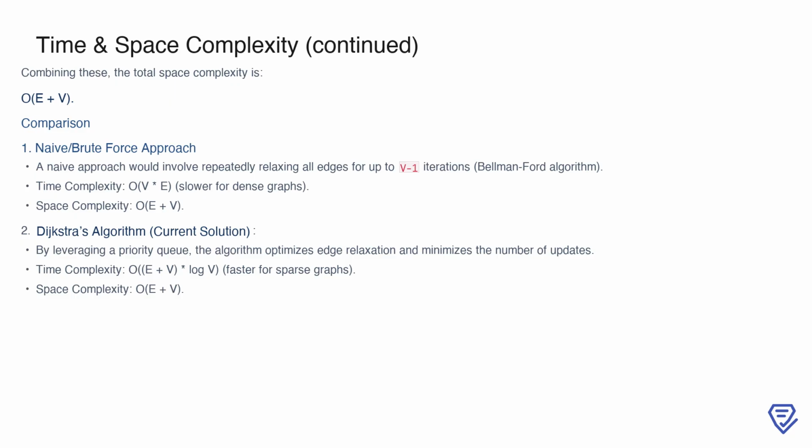To understand the efficiency of this approach, let's compare it to a naive solution. A brute force method, such as Bellman-Ford, would repeatedly relax all edges for up to v-1 iterations. This leads to a time complexity of O(v*e), which is slower, especially for dense graphs, and a space complexity of O(e plus v). In contrast, our implementation with Dijkstra's algorithm leverages a priority queue to optimize edge relaxation and minimize updates. This results in a faster time complexity of O((e plus v) log v) for sparse graphs while maintaining the same space complexity of O(e plus v).